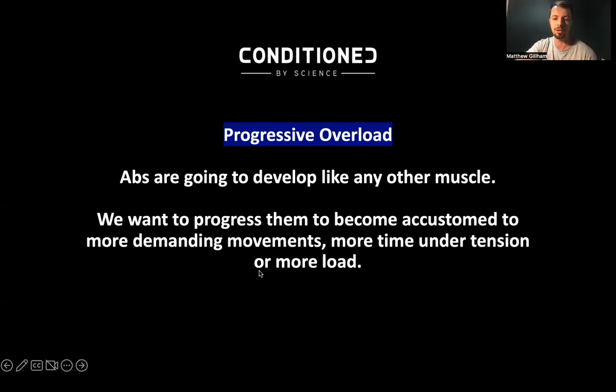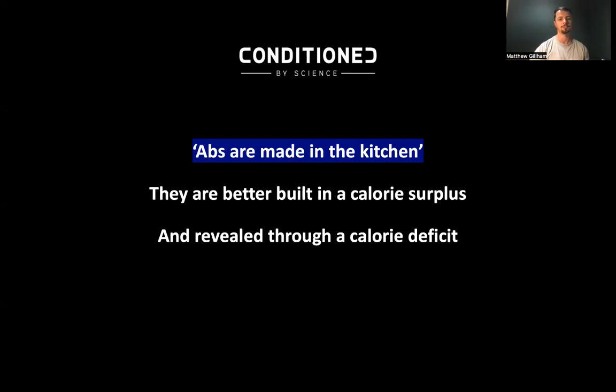And obviously, we can do things like add more load. For example, in our weighted knee up crunches, in our decline crunches, in our cable crunches. As the old saying goes, abs are made in the kitchen. Okay, they are built, better built in a calorie surplus, i.e. we need to be eating enough food for our abdominals actually to develop. And they are revealed through a calorie deficit, i.e. when we strip off the body fat. Okay, if we are doing the right things in the gym, but we aren't outside of the gym, we won't see that development. And that's why nutrition is really, really important.